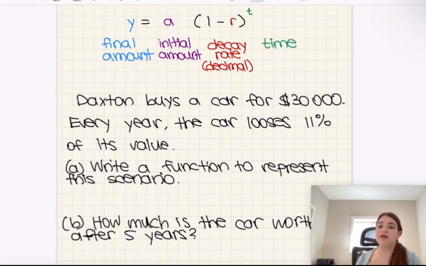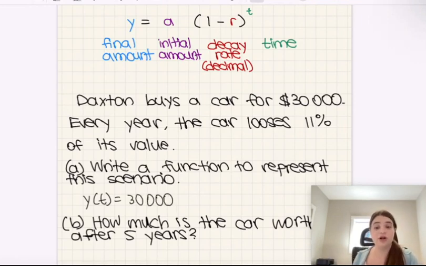And keep in mind that the final amount is determined by how much time there is, right? If it's only been 6 months, then this car won't have lost that much yet, right? Whereas if it's been 10 years of Daxton owning this car, then it will have decayed quite a lot, right? The more time that has been elapsed, the lower the final amount is going to end up being, right? And so that's something to keep in mind too, is that the final amount depends on how much time has elapsed. So I'm going to say y of t is equal to $30,000, because that's our initial amount that the car was worth.